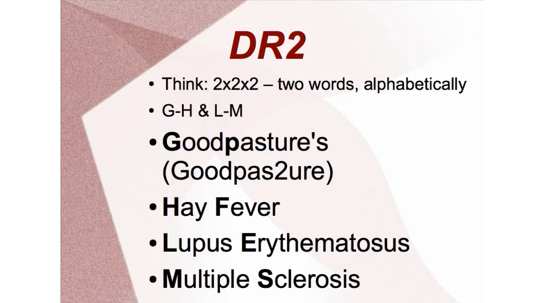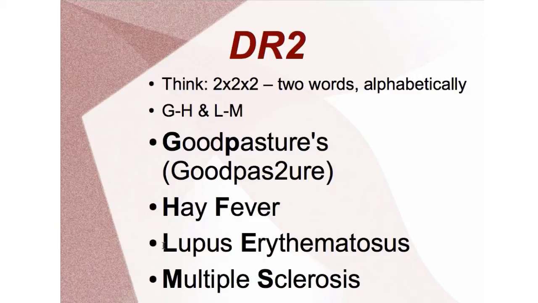DR2, I think of 2 by 2 by 2, which is two words, and these are going to come sequentially in alphabetical order, going from G to H, and then from L to M. So G, we think of Goodpasture's, and also thinking of the 2 as Goodpasture's. The H in the second sequence of the 2 letters is hay fever, and that's another two-worder.